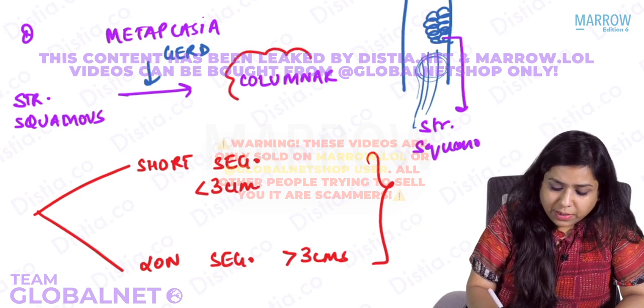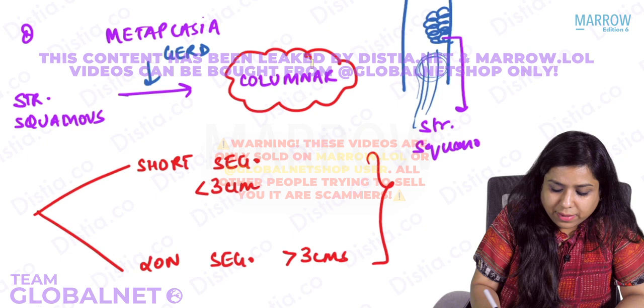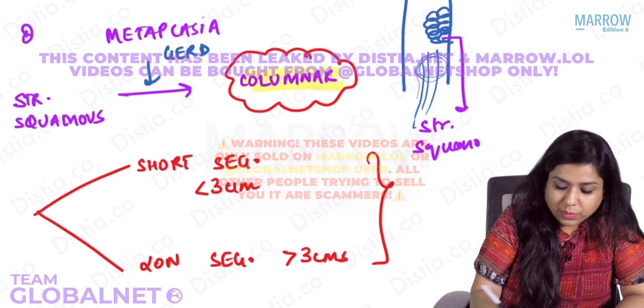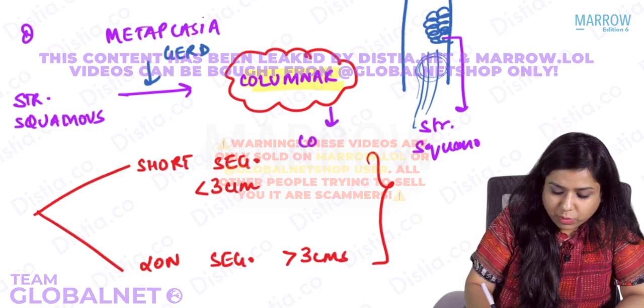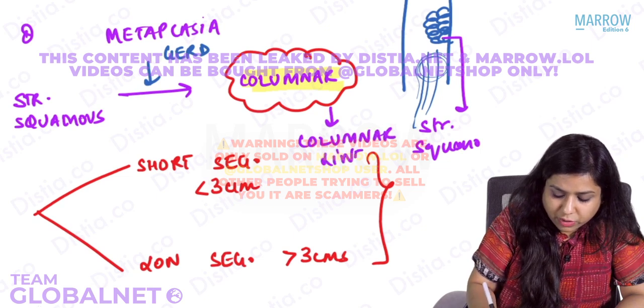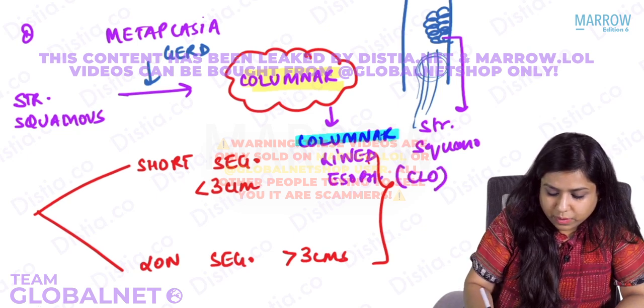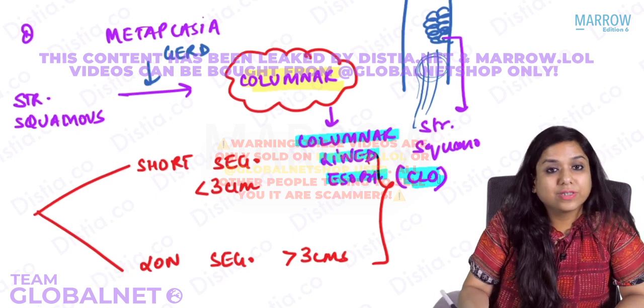Because the ultimate epithelium which is produced in Barrett's is columnar, that is why Barrett's esophagus is commonly called as columnar lined esophagus. Understood? We will call it as columnar lined esophagus or CLO. Columnar lined esophagus or CLO, right?